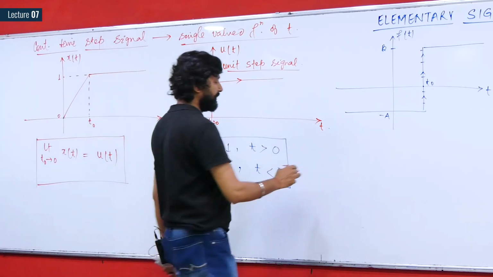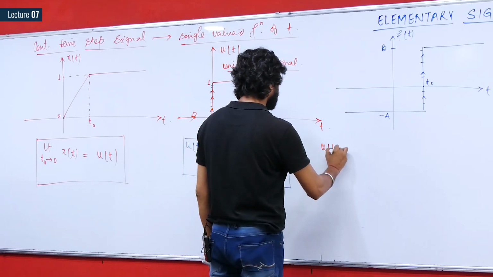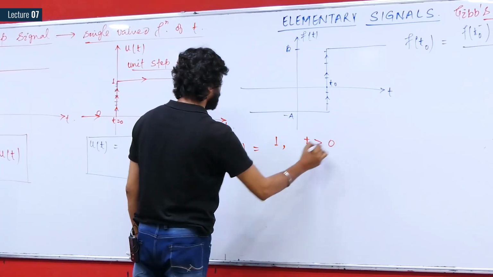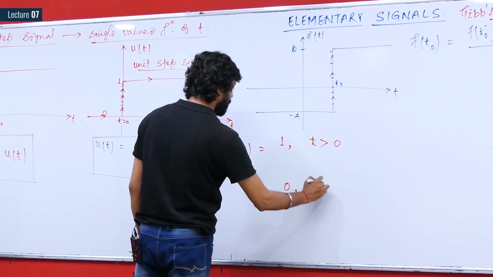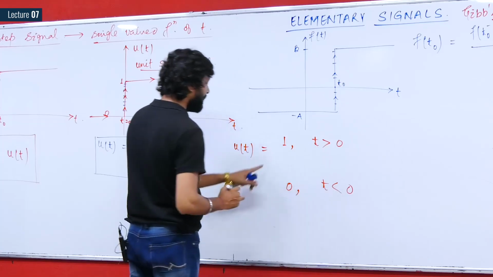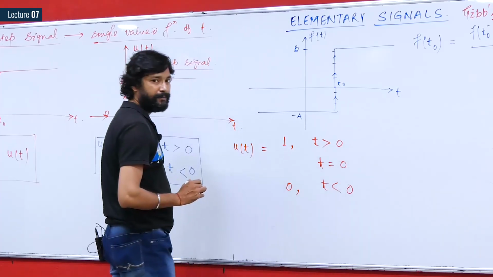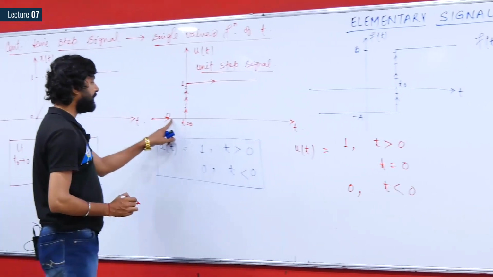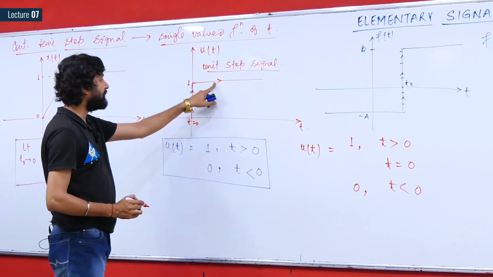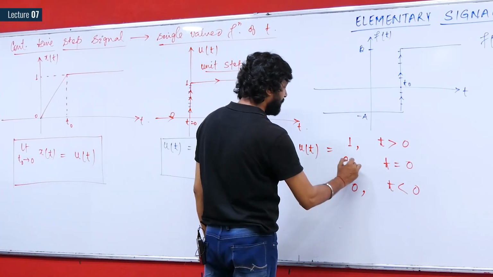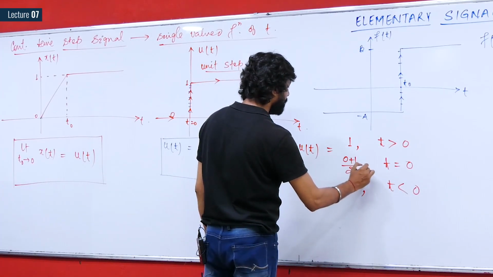So this u of t function can be generalized: u of t is equal to 1 for t greater than 0, equal to 0 for t less than 0, and at t equals 0, the value will be the average, that is 0 plus this value, that is 1, divided by 2. So it will be 0 plus 1 divided by 2, that is equal to 0.5.